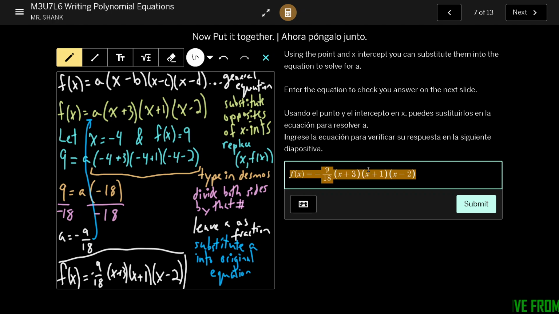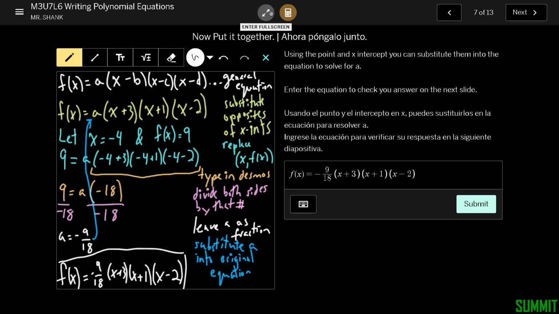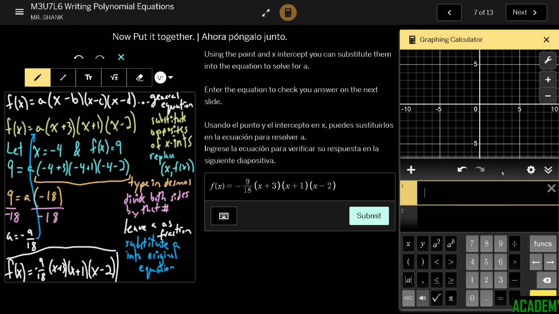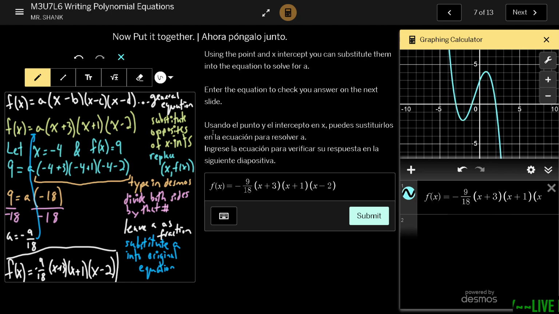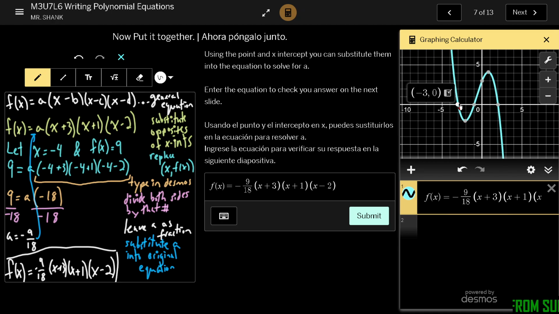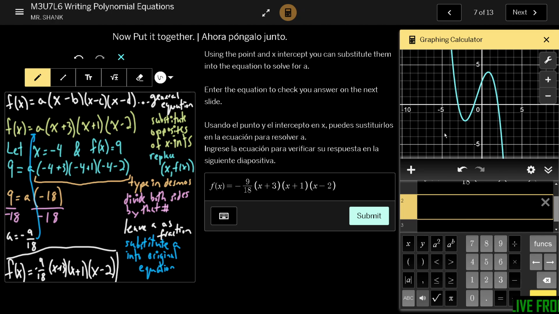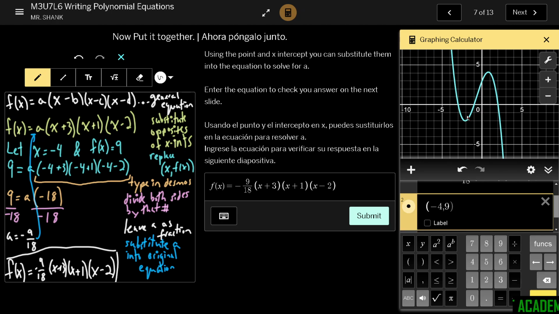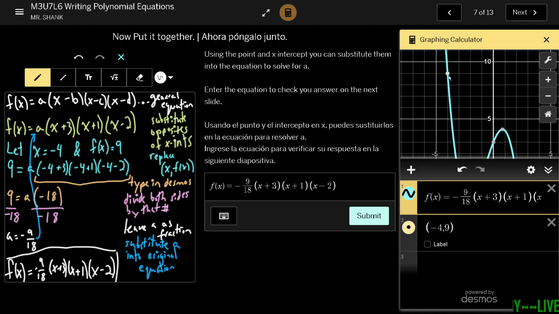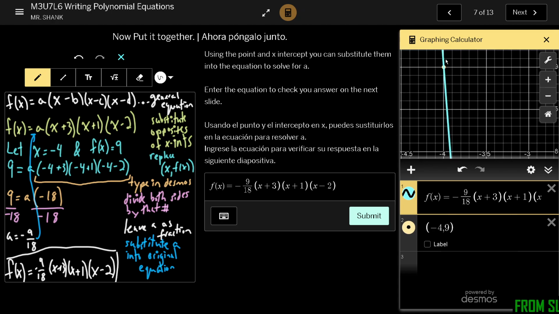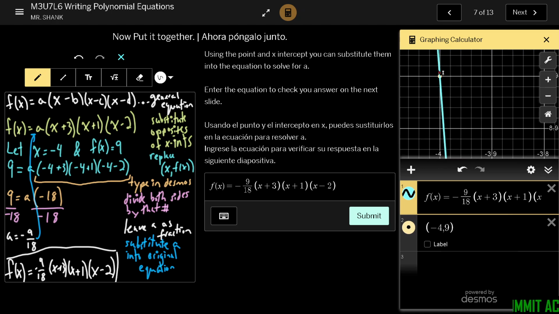So I copy my equation, and I need to make sure it goes through those proper points. What I mean by that is, where are my x-intercepts? -3, -1, and 2, 0. Those were my starter points. Does it go through my extra point of -4, 9? I don't see it, but I can zoom out, and notice how it goes directly through it. As I zoom in, it's not getting further away from that point. It's still directly through it.